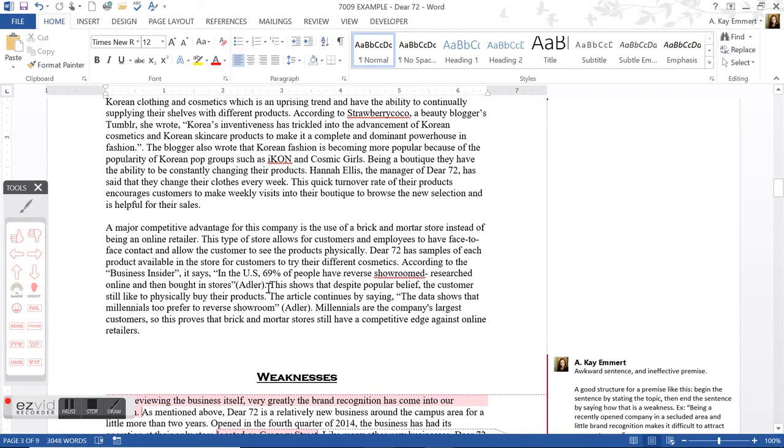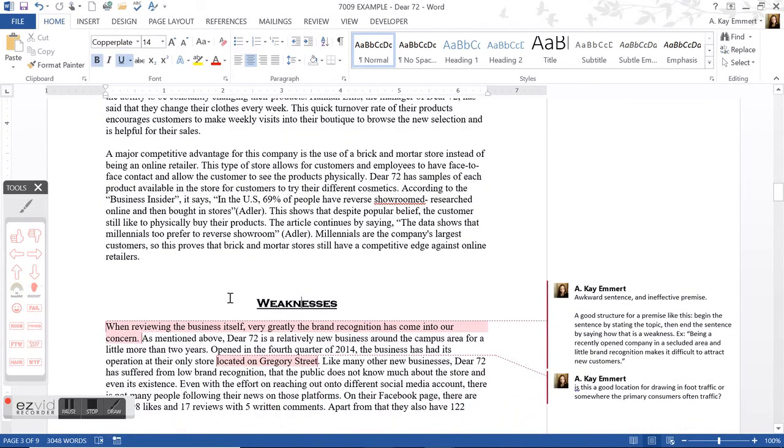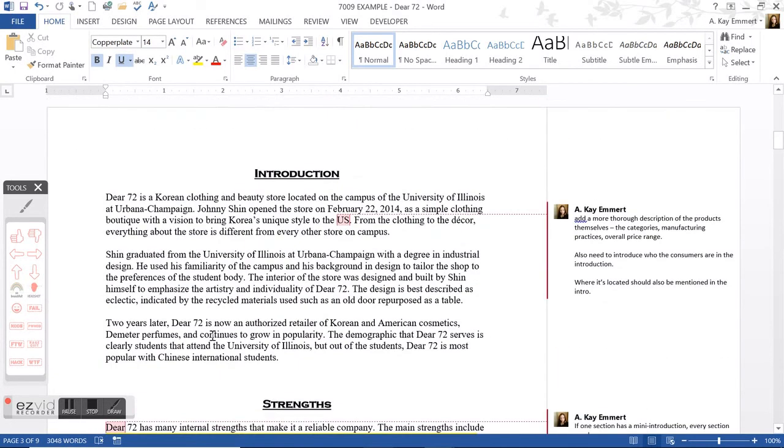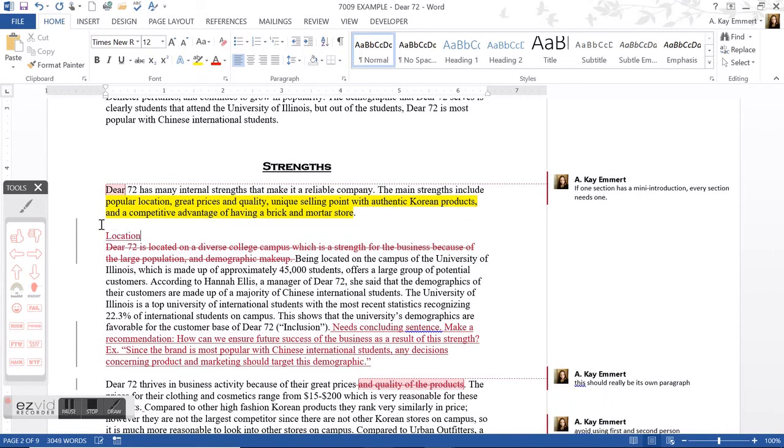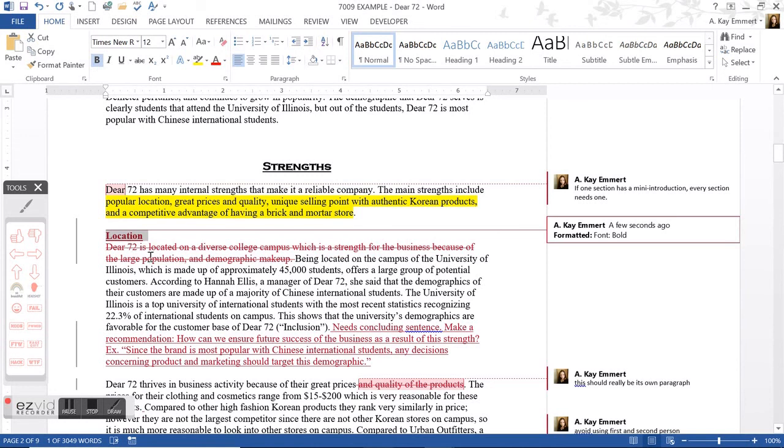So as you can see, we have section headings, but it's also great if you want to put in subsection headings. So I could call this location and emphasize that a little bit, so that it's more emphasized in the body paragraph but less emphasized in the section heading. All right, that basically covers it.